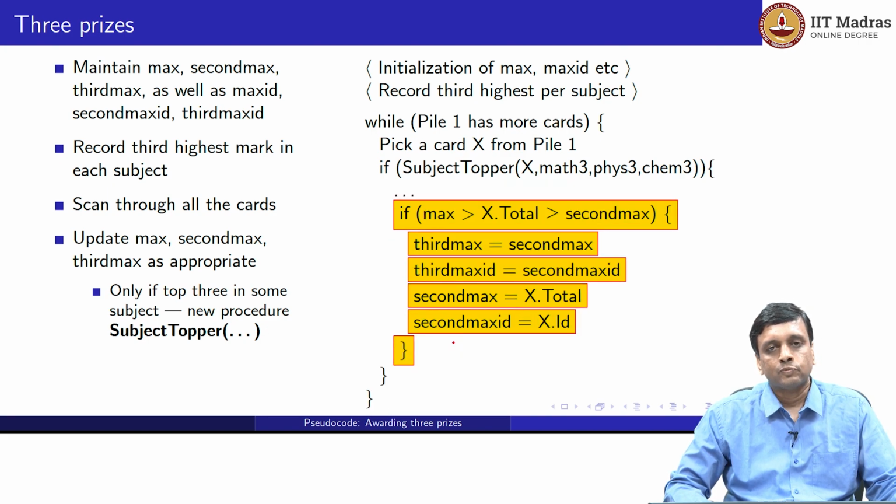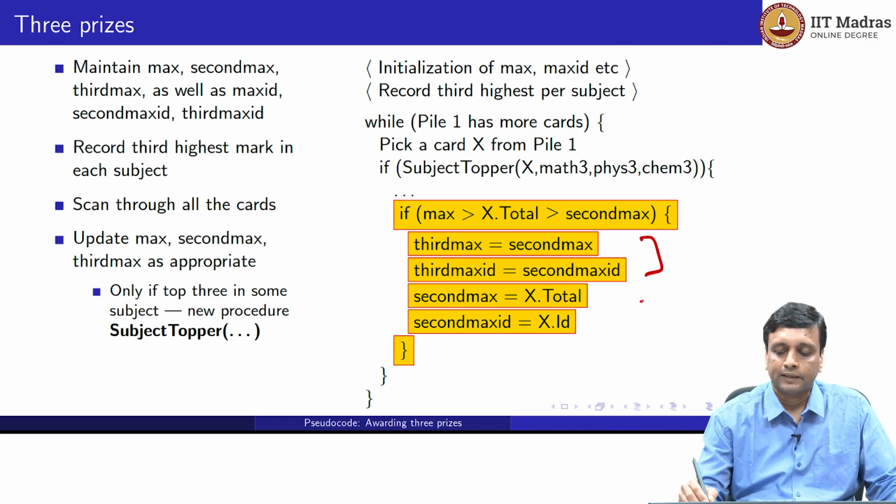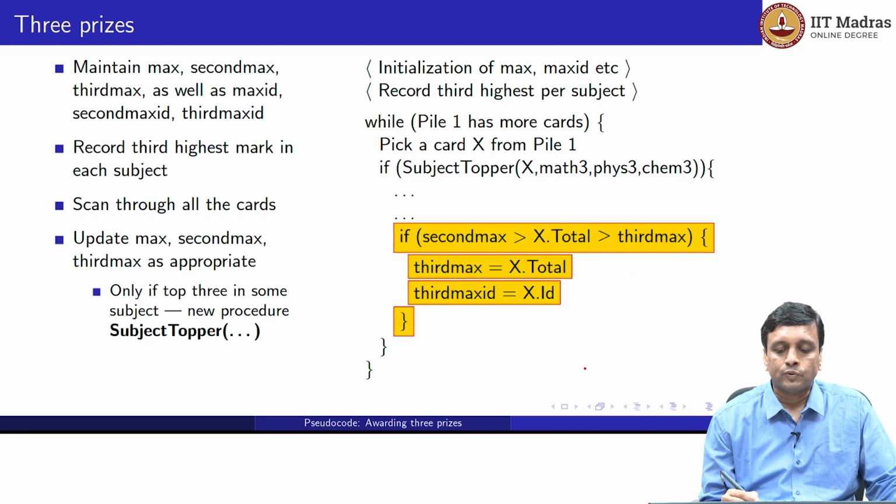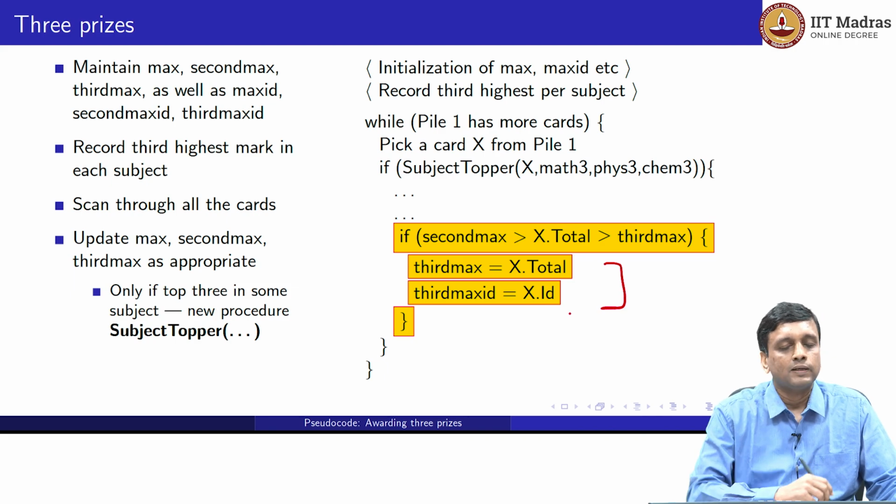The second situation is when it lies between the first and the second max, in which case we update only 2 quantities, the third max and the second max. And the final situation is when it lies below the second max but above the third max, in which case we just replace the third max.